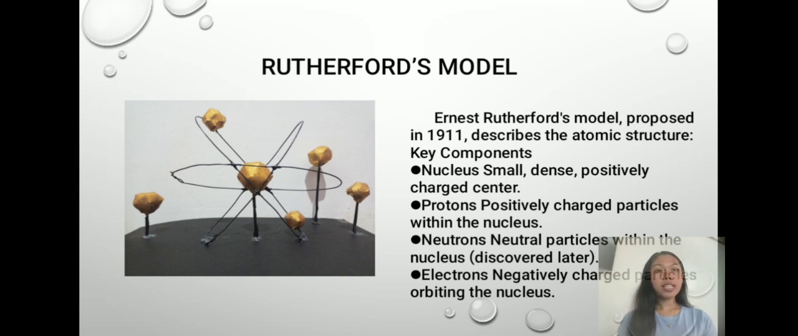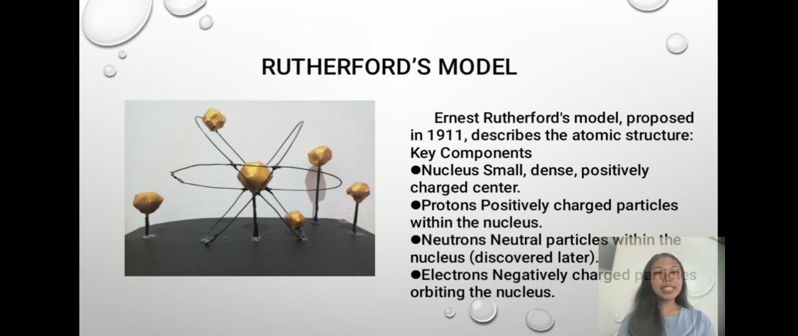Third, mostly empty space. The atom is mostly empty space, allowing alpha particles in Rutherford's experiment to pass through the gold foil without deflection. Fourth, size comparison. The nucleus is extremely small compared to the overall size of the atom. If the atom were the size of a stadium, the nucleus would be like a tiny marble at its center.